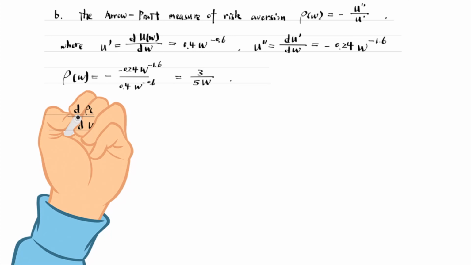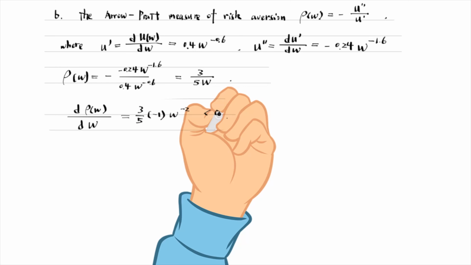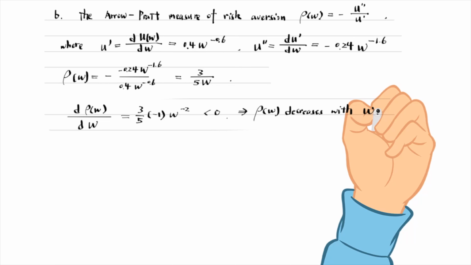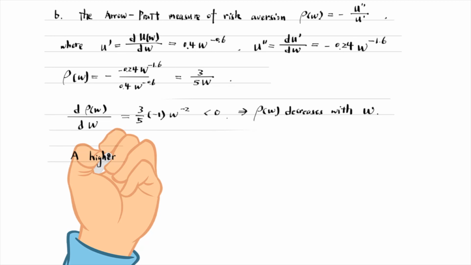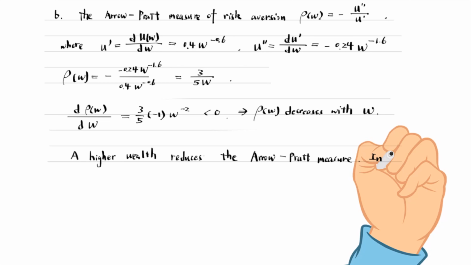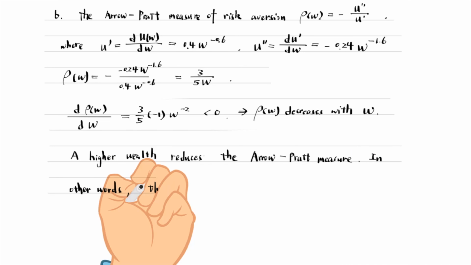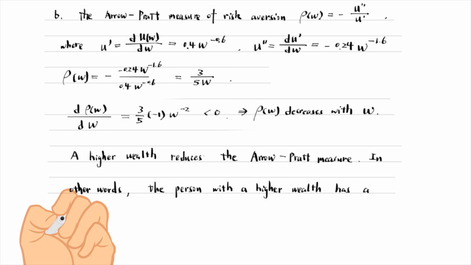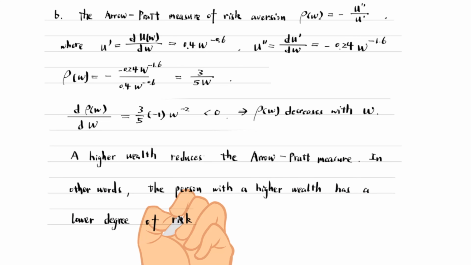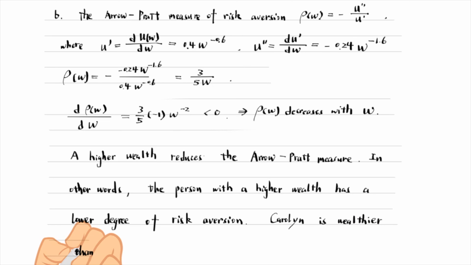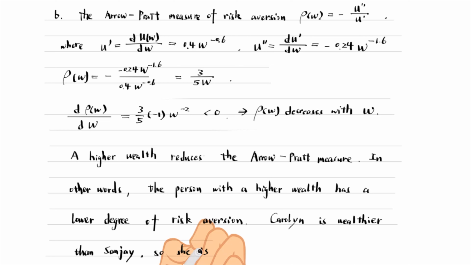We differentiate it with respect to wealth to see how it changes with wealth. It's negative, meaning that the Arrow-Pratt measure decreases with wealth. A higher wealth reduces the Arrow-Pratt measure. In other words, the person with a higher wealth has a lower degree of risk aversion. Carolyn is wealthier than Sanjay, so she is less risk averse.